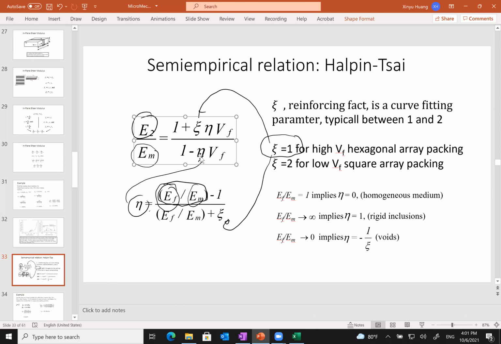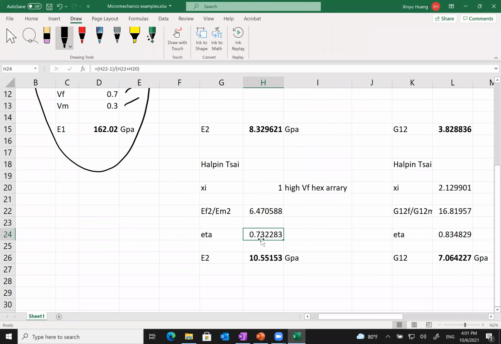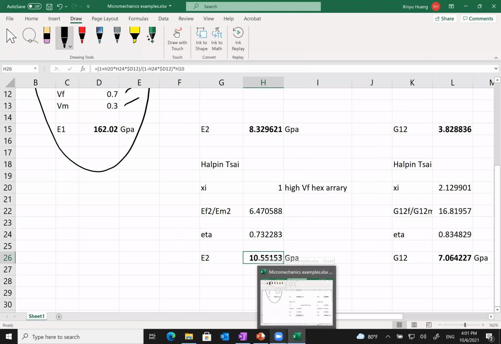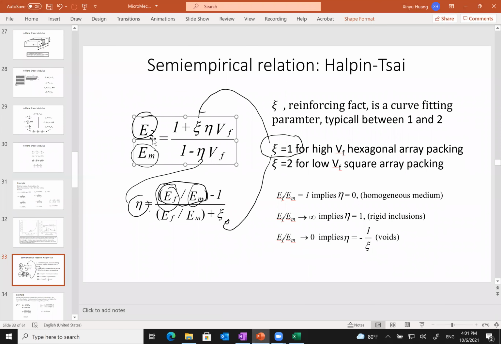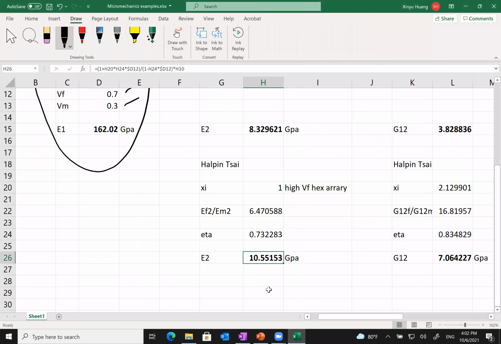Eta is this number. I calculate eta over here, and this is the eta number, 0.72, and then this is the final Halpin-Tsai equation to calculate E. I basically use this equation. I know EM is 3.4, so I multiply EM on the left and right. So this fraction, this ratio multiplied by EM is E2. So I got E2 is 10.5 gigapascal.